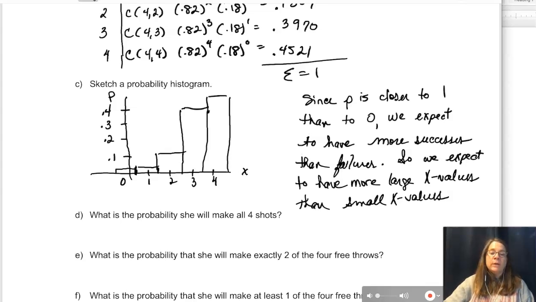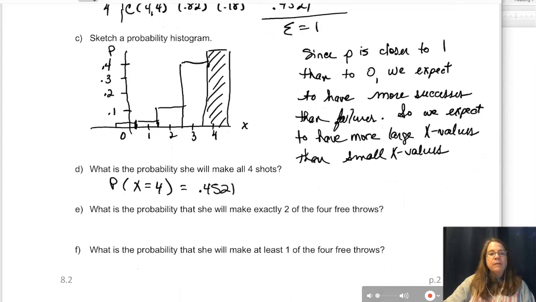We're going to use our probabilities that we've computed to answer the questions that follow. What is the probability that she will make all 4 of her shots? This means to find the probability that x equals 4. According to your calculations in your table, this probability is 0.4521. This is the same as the area of this last rectangle that is above 4. That rectangle has a width of 1 unit. It goes from 3.5 to 4.5. And the height of that rectangle or bar is the same as what its probability was that we calculated. So the probability that x equals 4 is the same as the area of the bar above 4.